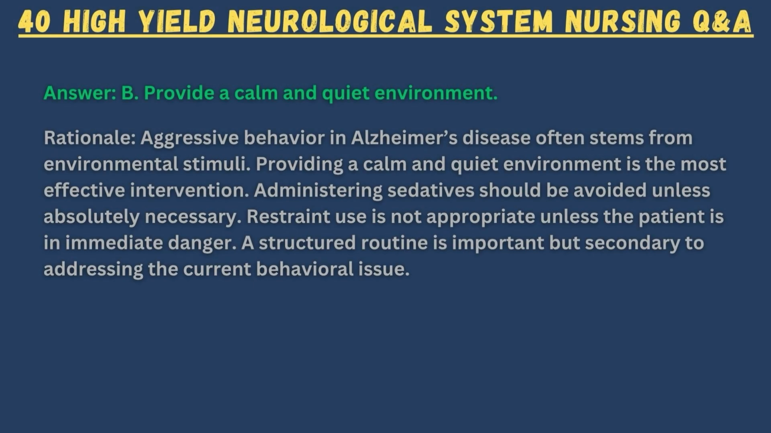Rationale. Aggressive behavior in Alzheimer's disease often stems from environmental stimuli. Providing a calm and quiet environment is the most effective intervention. Administering sedatives should be avoided unless absolutely necessary. Restraint use is not appropriate unless the patient is in immediate danger. A structured routine is important, but secondary to addressing the current behavioral issue.